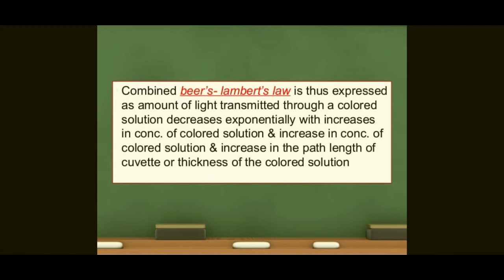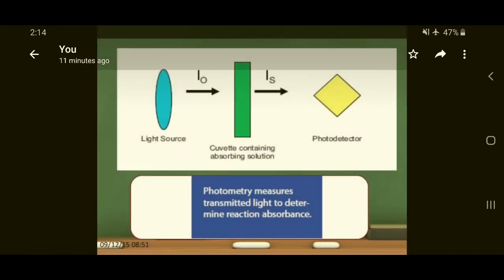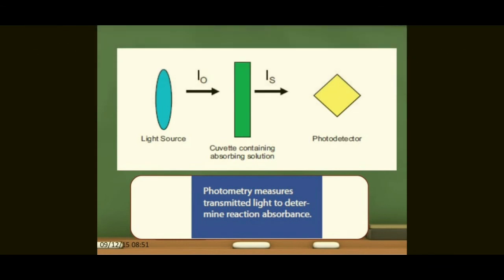the colored solution decreases exponentially with increase in the concentration of the colored solution, and with increase in the path length or thickness of the colored solution. This is the Beer-Lambert law, and it can be explained in a diagram. The light source, I note, converts to a cavity containing the absorbing solution, with a photodetector. The photodetector is the photometer and measures transmitted light to determine the absorbance.